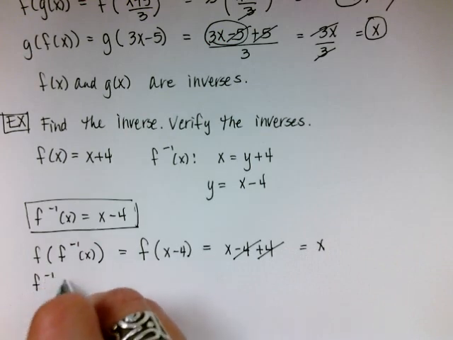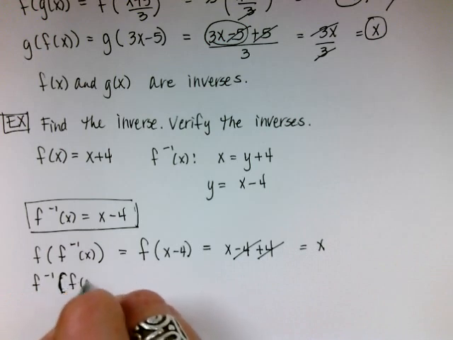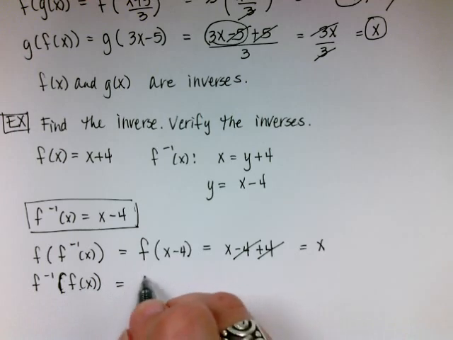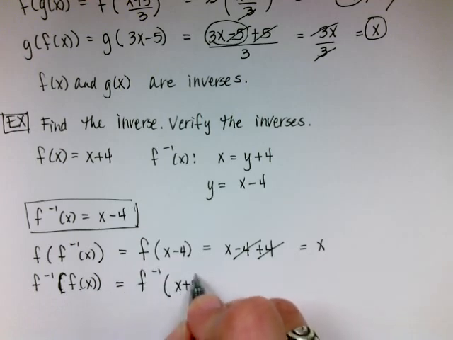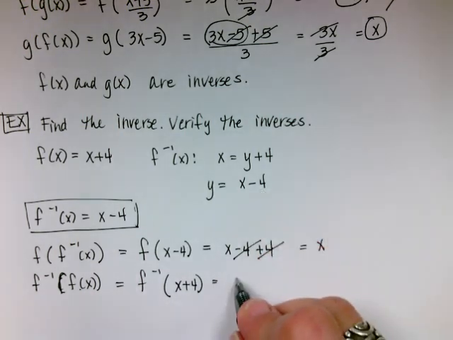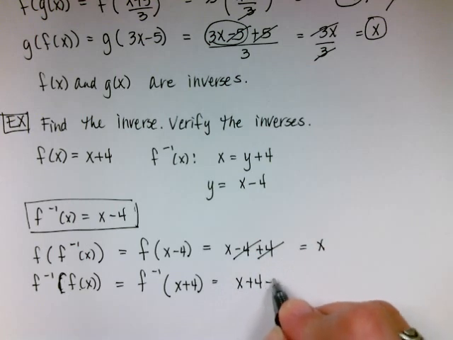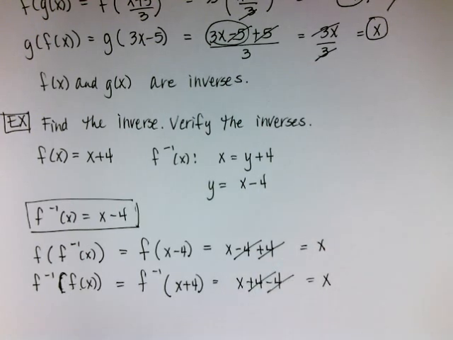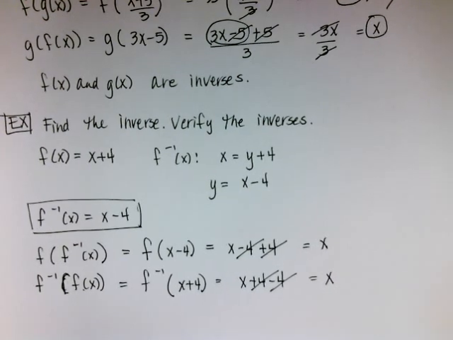Now I'm going to verify it going the other direction. So I'm going to do the inverse of f of x. So here's my inverse. My f of x was x plus 4. Substituted into the inverse equation, and I get x plus 4 minus 4. Again, those cancel, and I'm left with x. So I verified my math.